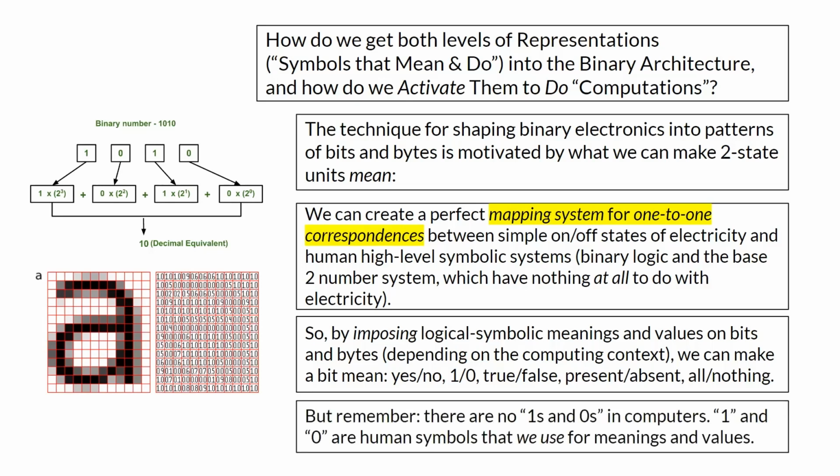But remember, there are no ones and zeros in computers. We often talk this way, and you may hear people say this. 1 and 0 are human symbols that we use for meanings and values, and we impose a correlation on the digital electronic structure to represent ones and zeros in contexts when that's what we want them to mean.